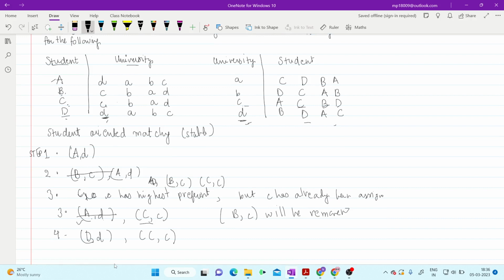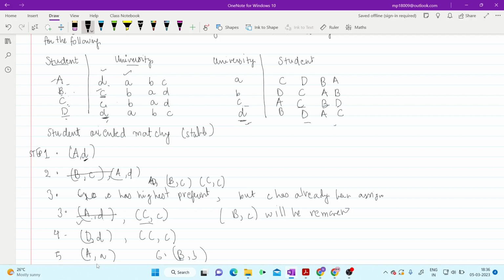Now at fifth step, both A and B are free. So we'll keep on running the algorithm. Now the highest preference of A was D, but A has already proposed to D. So now we'll go to his next preference, that is A. And at the sixth step, B has already been assigned C. So we go to his next preference, that is B.